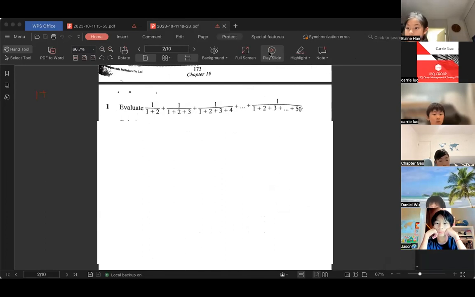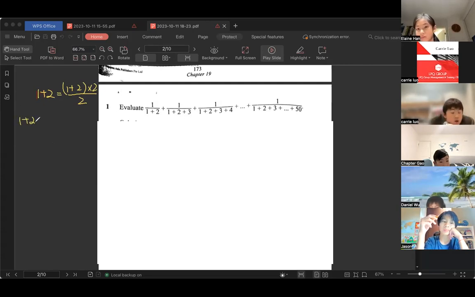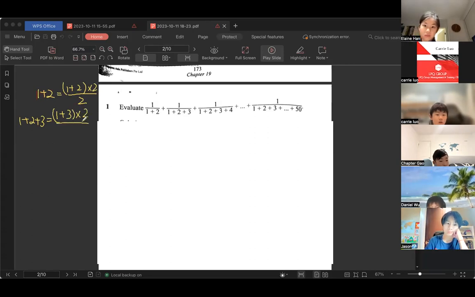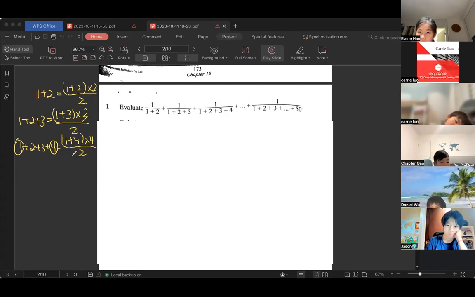1 plus 2 equals what? Equals (1 plus 2) times 2 divided by 2. 1 plus 2 plus 3 equals (1 plus 3) times 3 divided by 2. 1 plus 2 plus 3 plus 4 equals (1 plus 4) times 4 divided by 2. So Jason and Chapter, did you get it? It's always the first number plus the last number, times how many numbers there are, divided by 2. Correct? The sum formula.